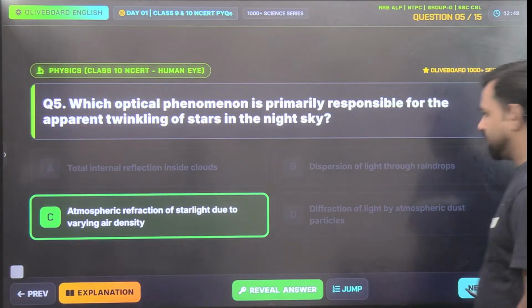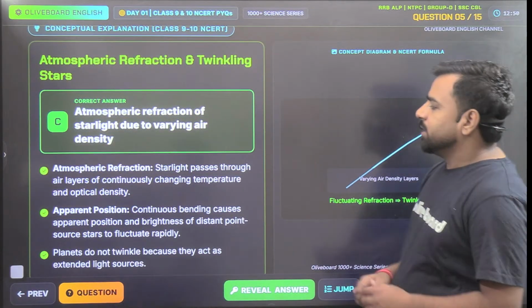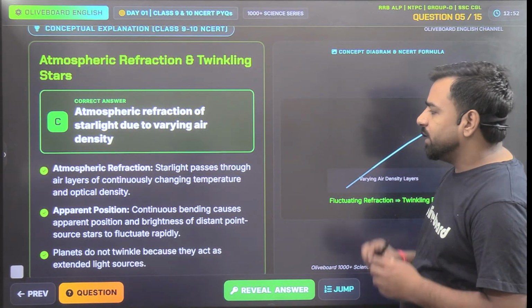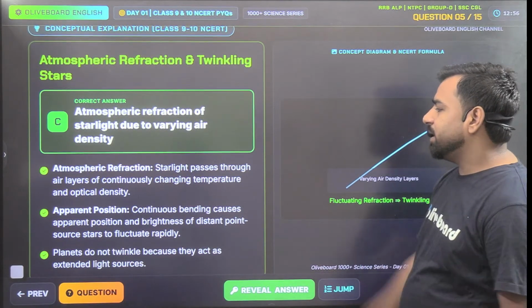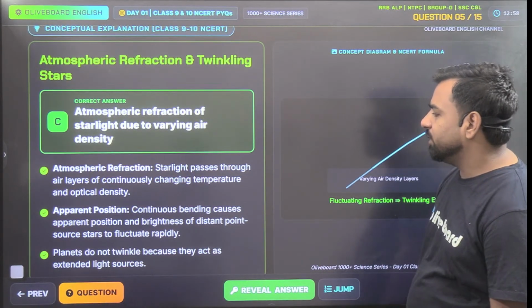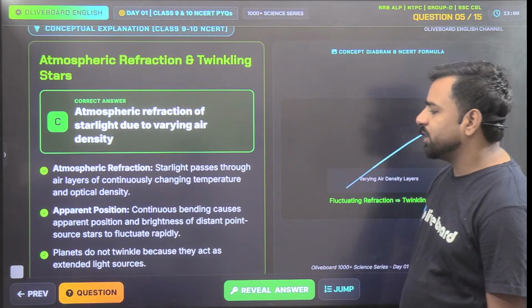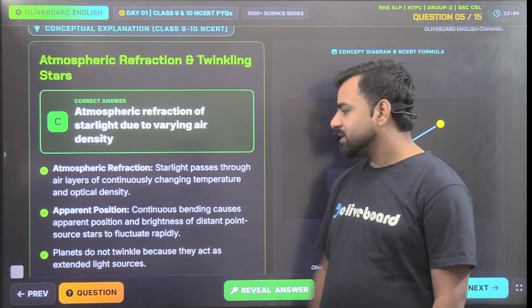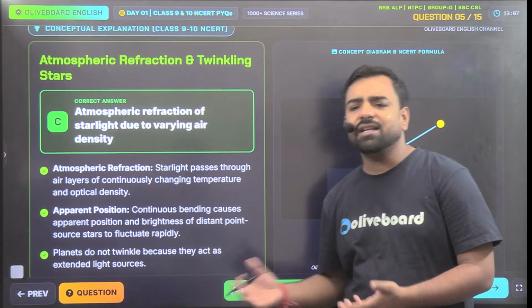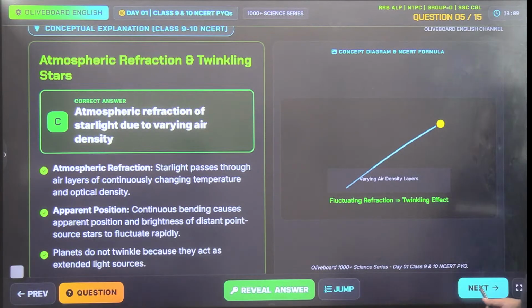Absolutely correct. So here, starlight passes through air layers of continuously changing temperature and optical density. Because of this, continuous bending causes the apparent position and brightness of the distant point-source stars to fluctuate rapidly. Planets do not twinkle because they act as extended light sources and also they are nearby. Right. Next.